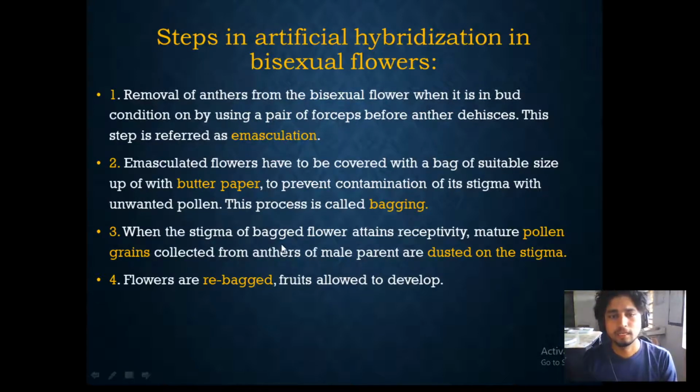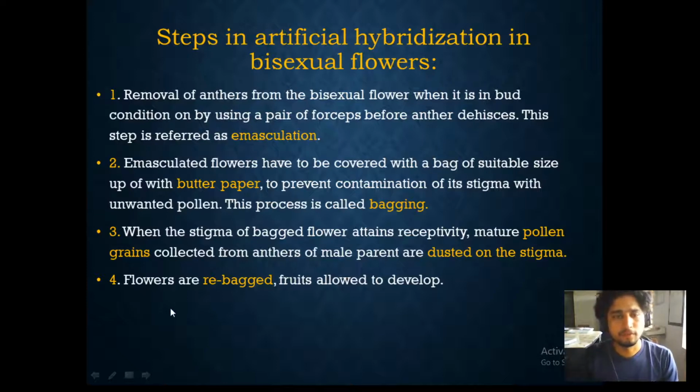So when the stigma of a bagged flower attains the receptive stage, these mature pollen grains from the desired parent, the desired male parent, are brought and dusted on the stigma so that the pollination can occur and then fertilization can move further.